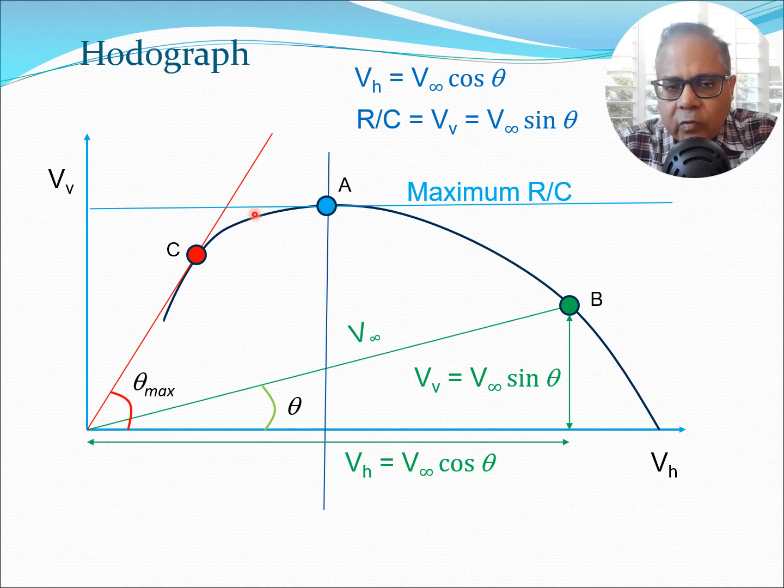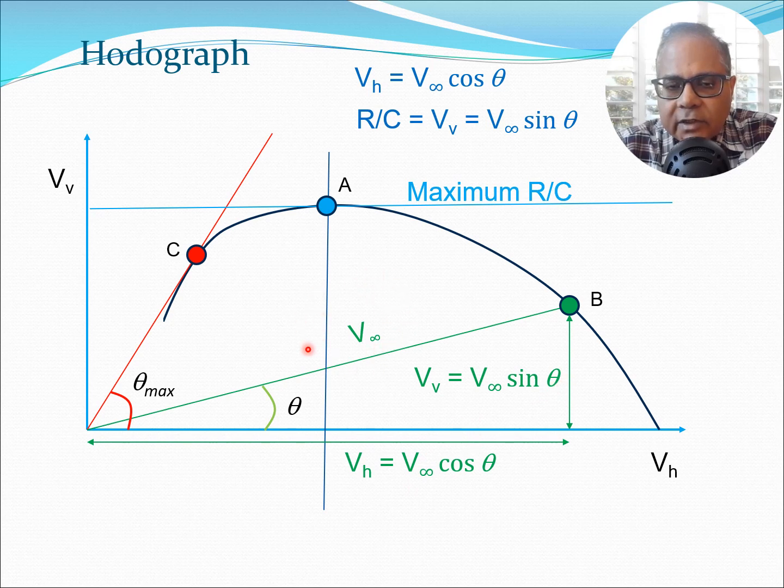Now if I were to plot this graph, I'm going to get a locus of a lot of points. So let's look at different points here. Let's for example look at point B. At point B, the coordinate as far as x is concerned is simply VH or V infinity cos theta, and the coordinate in the y direction is VV or V infinity sine theta.